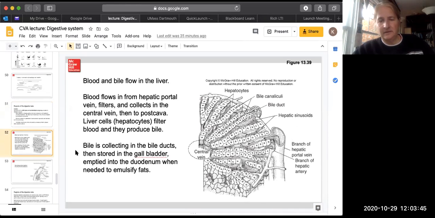This is just a zoom in of the bile duct and the hepatic portal vein. So there's actually a specific blood flow that goes between the liver and the gut to facilitate this kind of breakdown. So yeah, the bile is collecting in the bile ducts and then stored in the gallbladder, emptied into the duodenum when needed to emulsify fats.